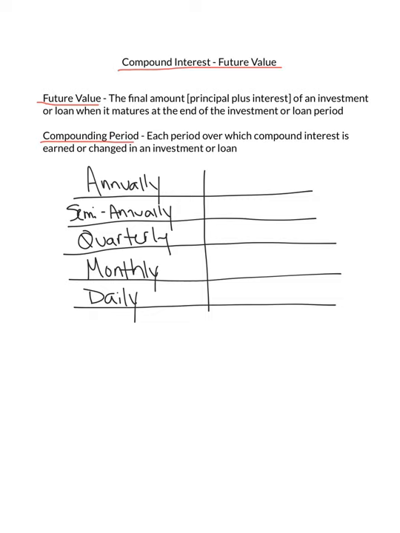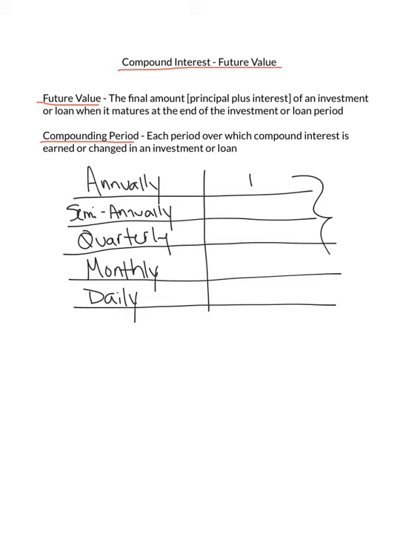So future value is the final amount, so the principal plus your interest. It's what we used to call A, and we still are going to call it A. Compounding period is a new term as well. So we have a table here for the compounding period. A compounding period, the definition seems harder than it actually is, but it's each period over which compound interest is earned or charged. So if you see the word annually, you need to remember that that means once per year.